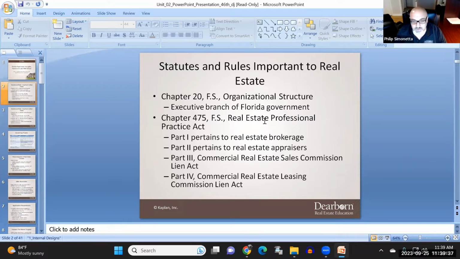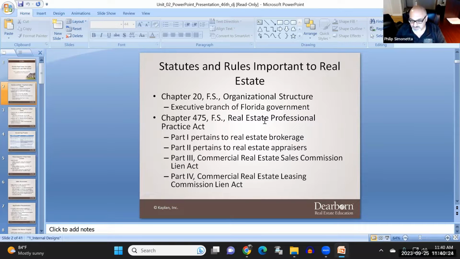Okay. So Florida statutes. Chapter 20 of Florida statutes is the organizational structure, the executive branch of the Florida government. So it's like an umbrella. Chapter 20 is the umbrella that oversees the executive branch, and underneath that umbrella there's a whole bunch of different chapters for every industry. But all you need to know is chapter 475 Florida statute is called the Real Estate Professional Practice Act. So chapter 20 is the umbrella, and 475 is the Real Estate Professional Practice Act.